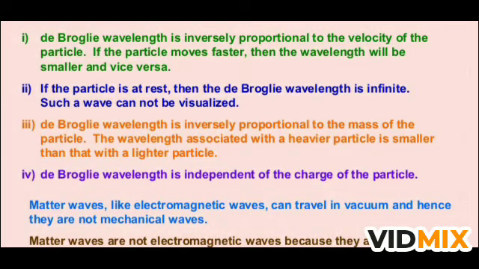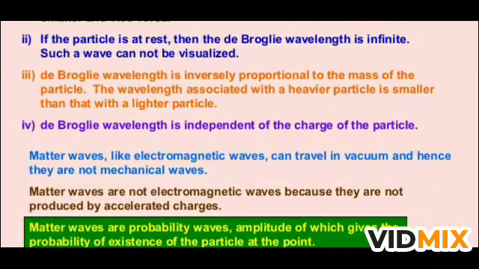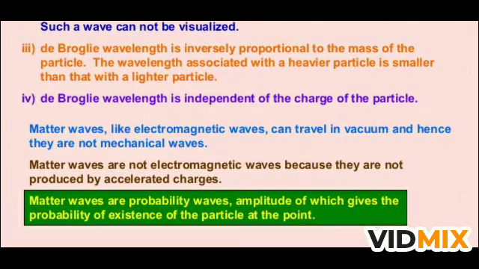This means the de Broglie wavelength is inversely proportional to the mass of the particle. Smaller the mass, bigger the wavelength. The fourth is that the de Broglie wavelength is independent of the charge of the particle. Matter waves, like electromagnetic waves, can travel in vacuum, and hence they are not mechanical waves. Mechanical waves need a medium to propagate.